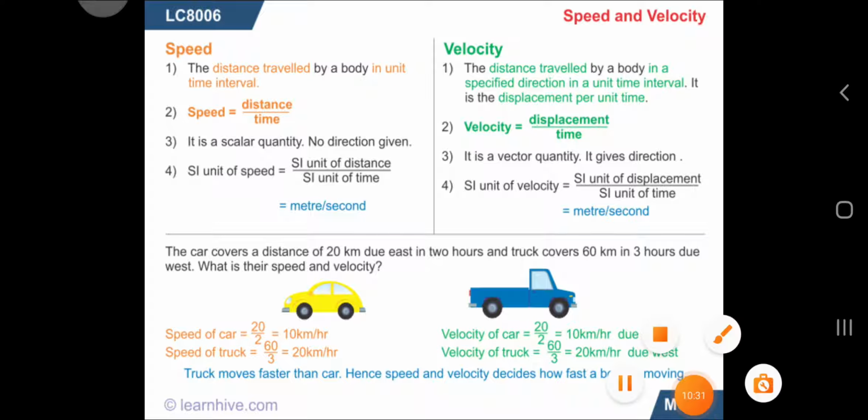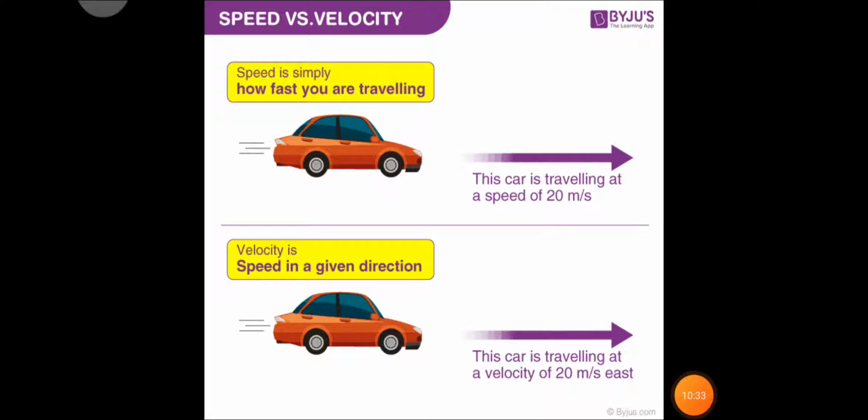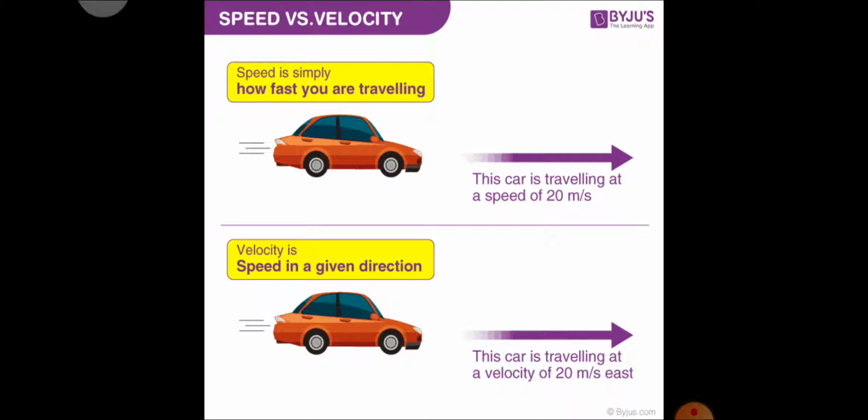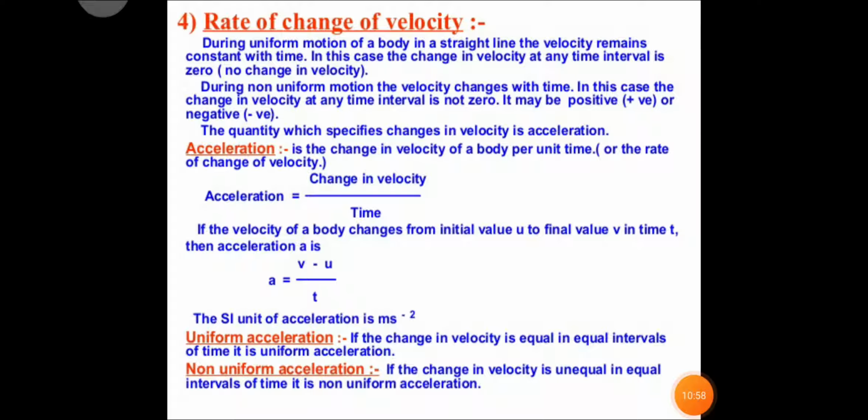Now, from this we can also see speed versus velocity in simplified form. Speed is simply how fast you are traveling. The car is traveling at a speed of 20 meters per second. Velocity is speed in a given direction. The car is traveling at a velocity of 20 meters per second east, because here we are describing the direction also.